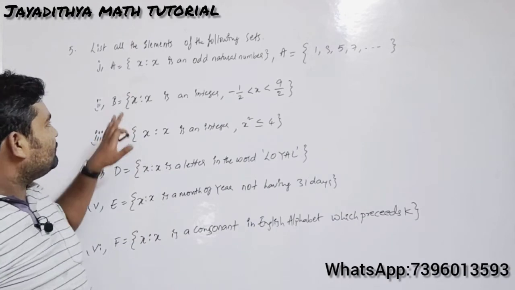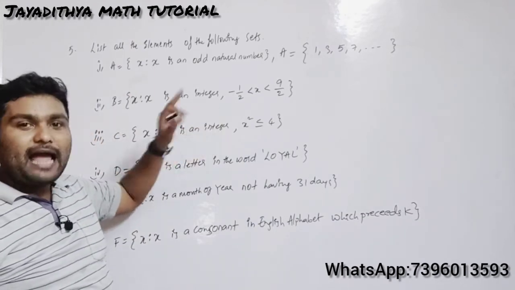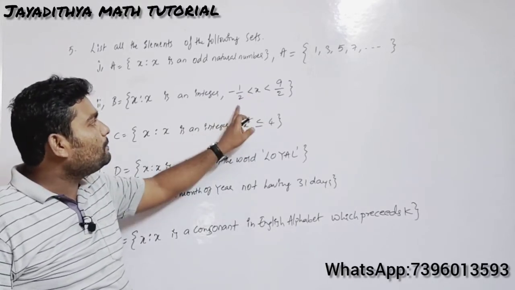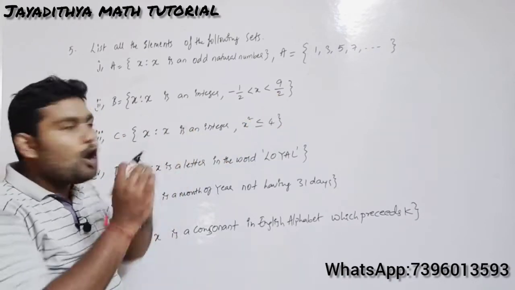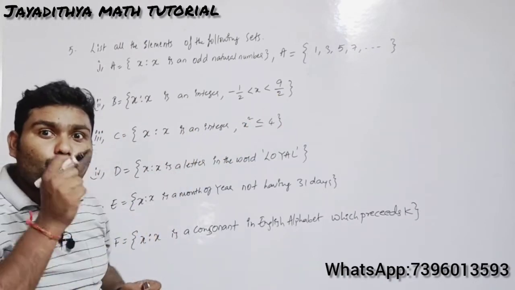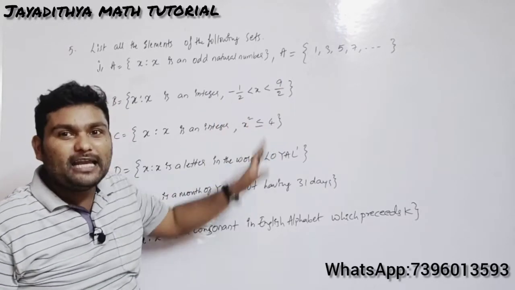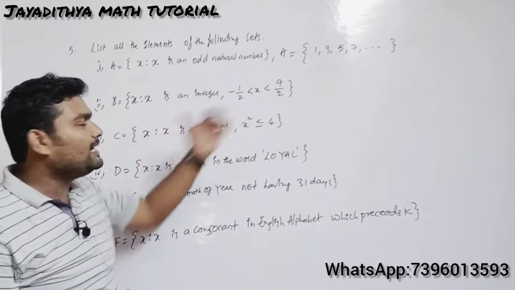B is equal to the set of all x such that x is an integer, and he has given one more condition for x. What is that? x lies between -1/2 and 9/2. How to understand this problem? You should mention only integers, but here these are not integers. -1/2 is not an integer, and 9/2 is also not an integer. So let us try to understand this one very clearly.